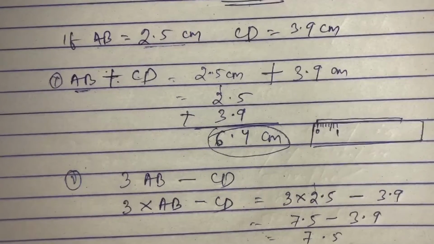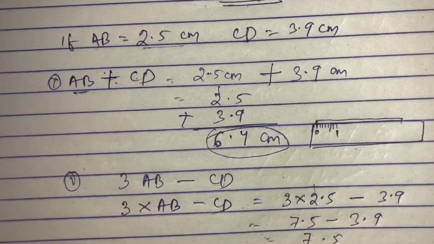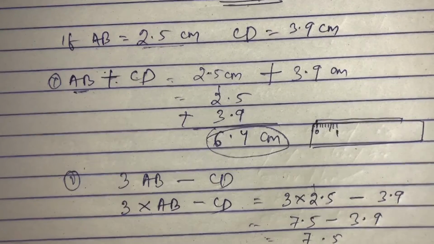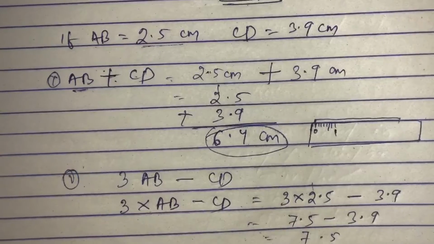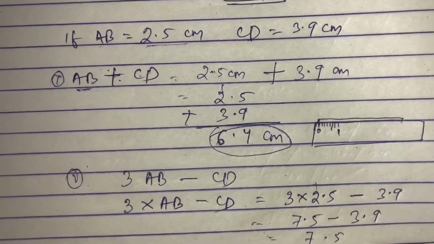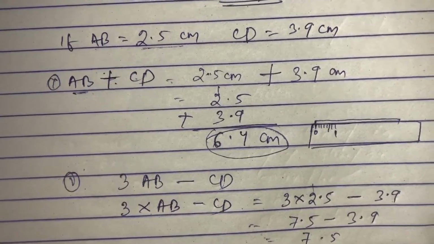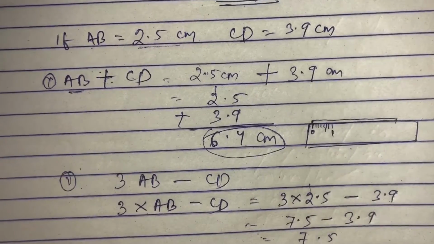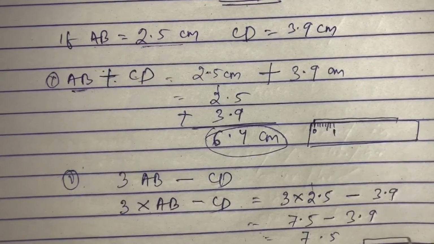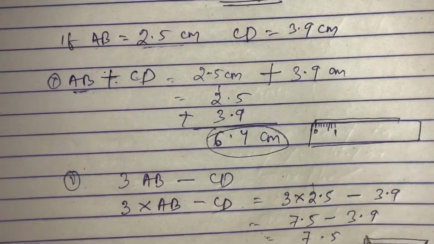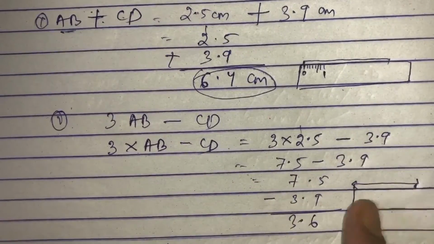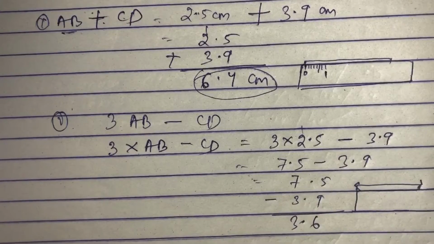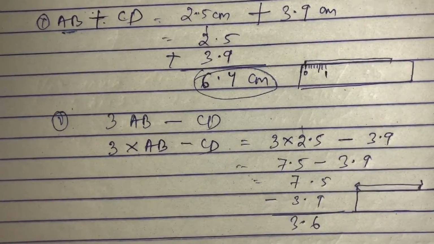After subtracting 7.5 minus 3.9, the answer will be 3.6. So with the help of a ruler, you have to draw a line of 3.6. You have to draw a line with the help of a ruler, 3.6. In this way you can solve it.